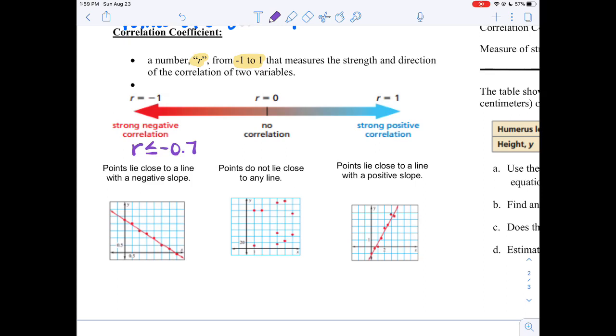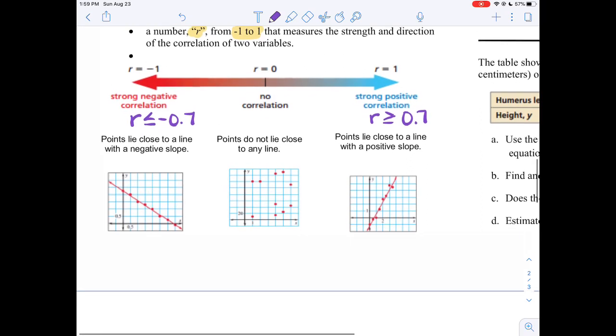As we move along our line here, if we get to a number where R is very close to 0, that means it's no correlation at all. It looks like a true scatter plot, like somebody just threw darts at a dartboard and plays about as well as me. No correlation if we're somewhere close to 0. And then as we move along towards a positive correlation and we get closer and closer to 1, let's say greater than or equal to about 0.7, then we would consider that a strong positive correlation.